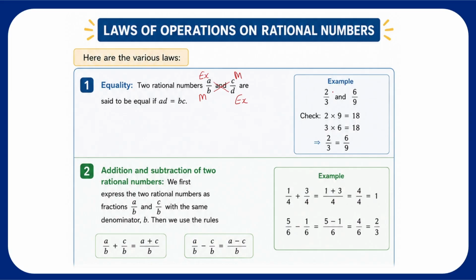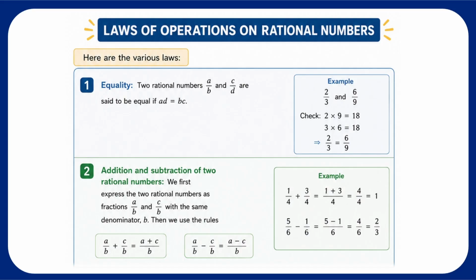In this example, 2 and 9 are the extremes. So 2 times 9 is 18 and the means are 6 and 3. 3 times 6 is 18. So both of these give you 18. So which means that these two fractions are equivalent.